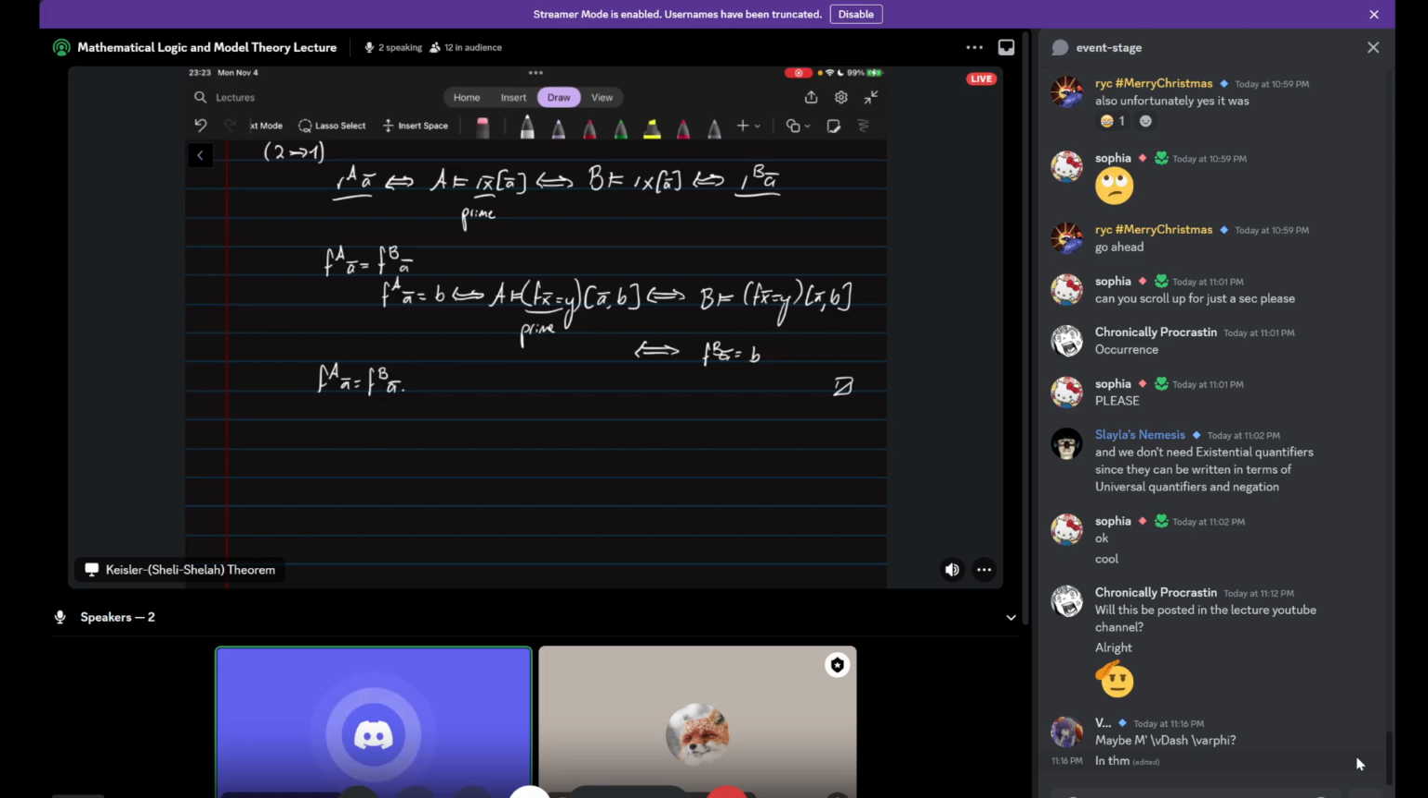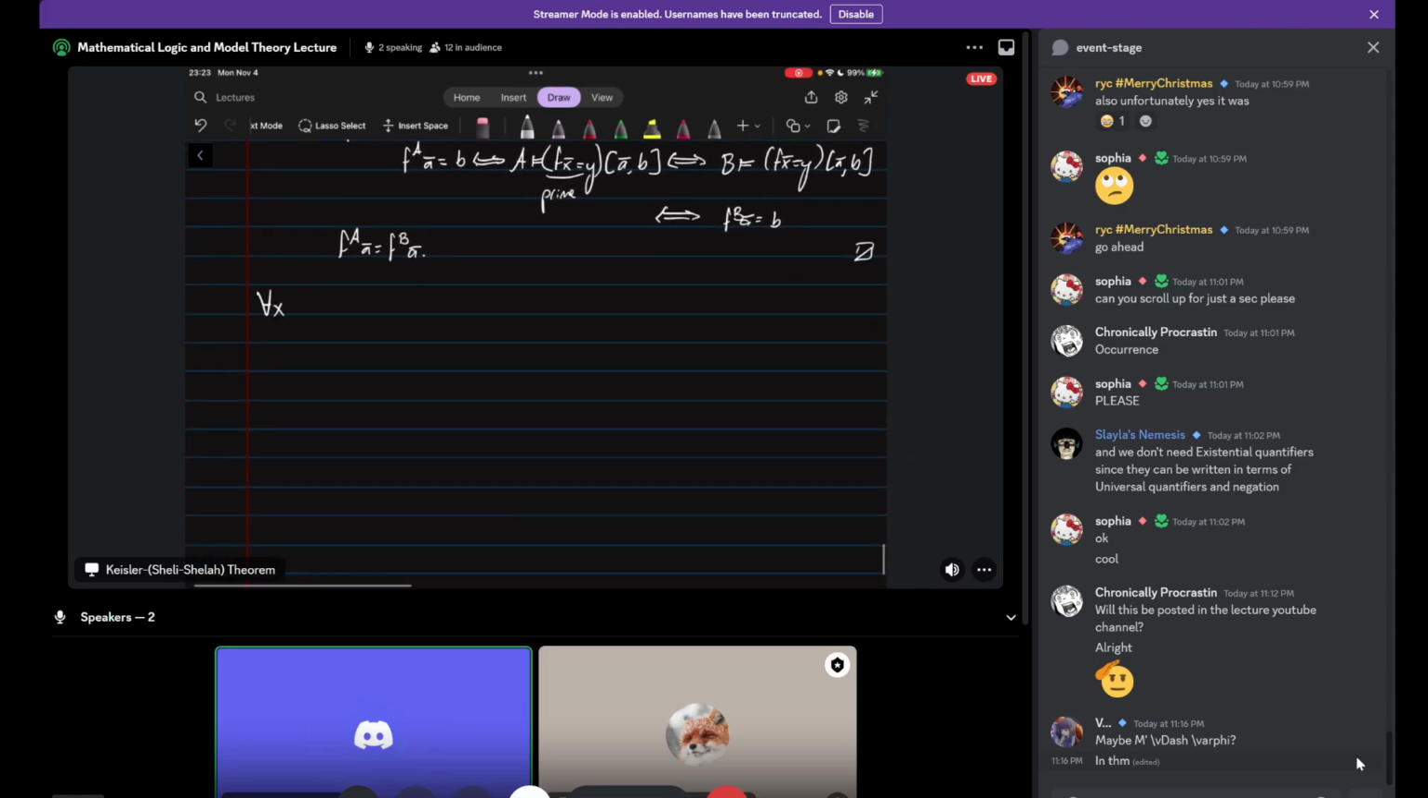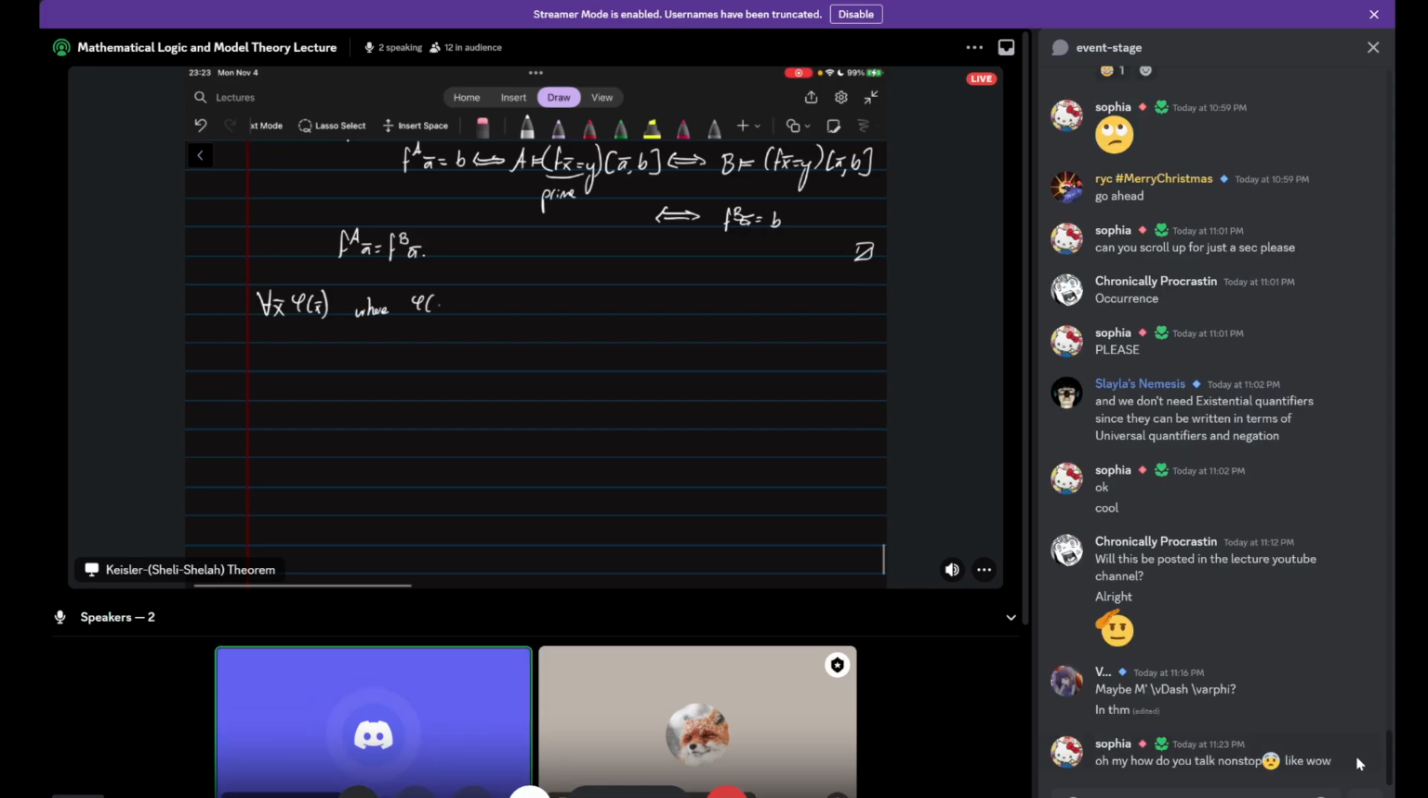Okay, so we can define a formula of the form for all x phi, where phi is quantifier free, is called universal. And there exists x phi, where phi is quantifier free, is called existential.